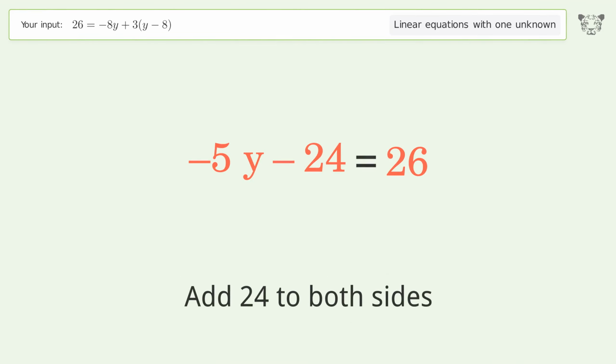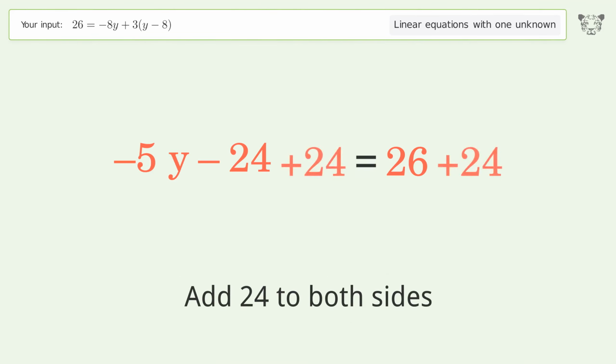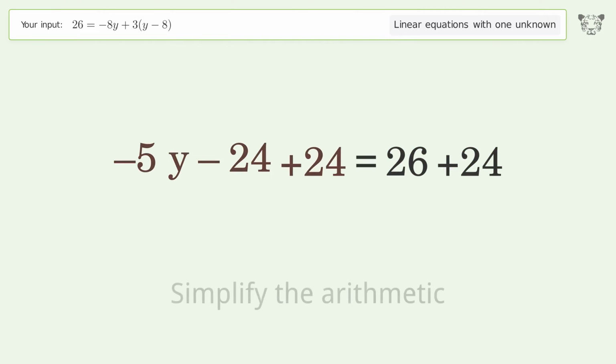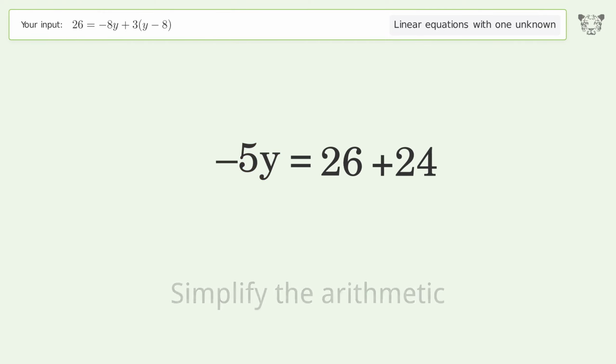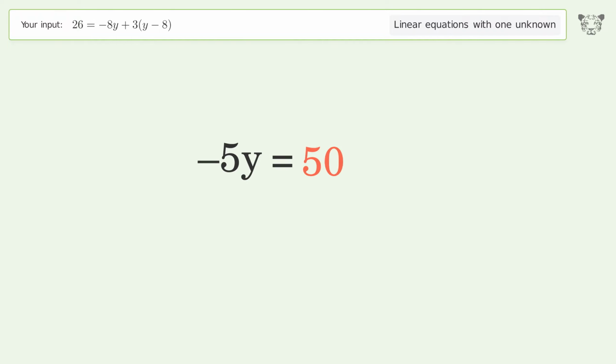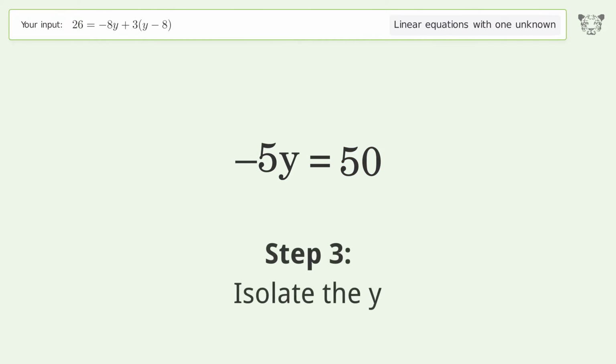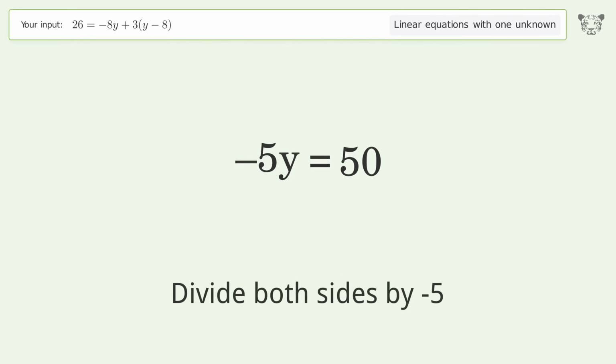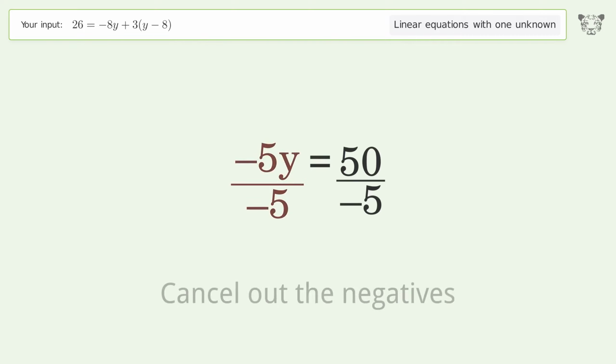Add 24 to both sides. Simplify the arithmetic. Isolate the y. Divide both sides by -5. Cancel out the negatives.